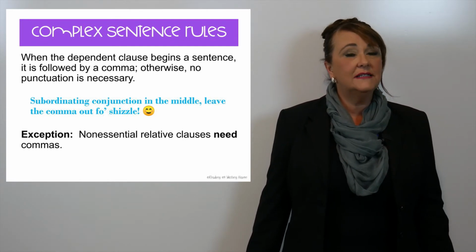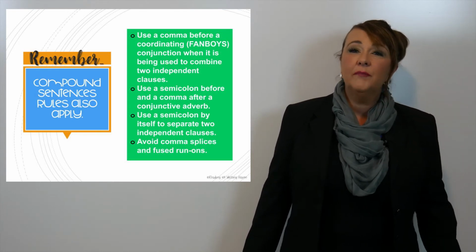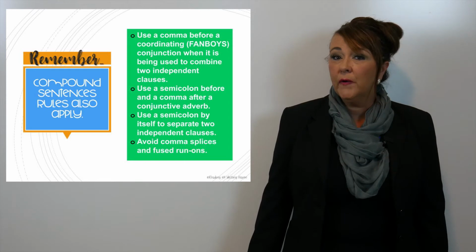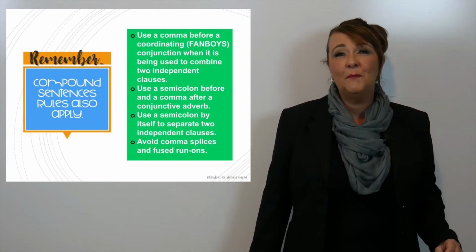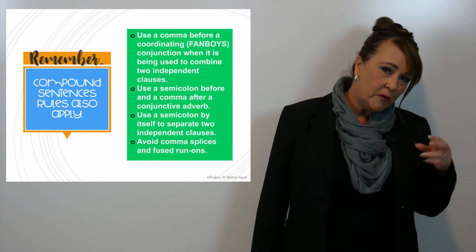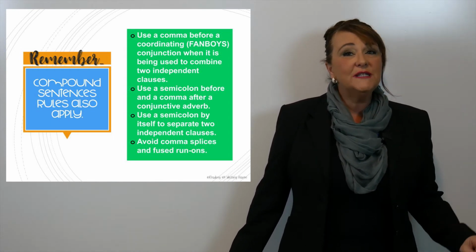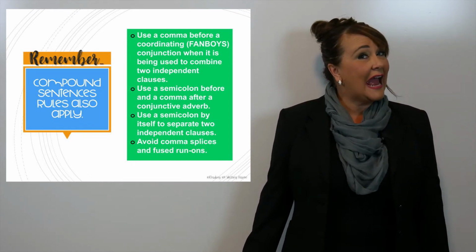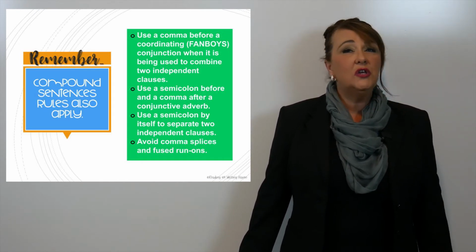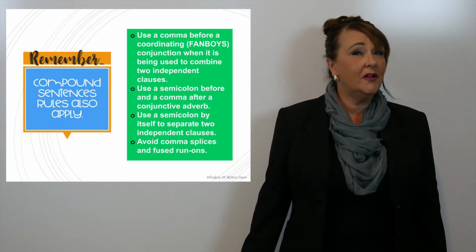Non-essential relative clauses do need commas. Now, compound sentence rules also apply. For example, we must use commas before a coordinating conjunction. Remember FANBOYS? And we use that comma when it's being used to combine two independent clauses. We also need to remember to use a semicolon before and a comma after using a conjunctive adverb. Also, use a semicolon by itself if you're using it to separate two independent clauses.